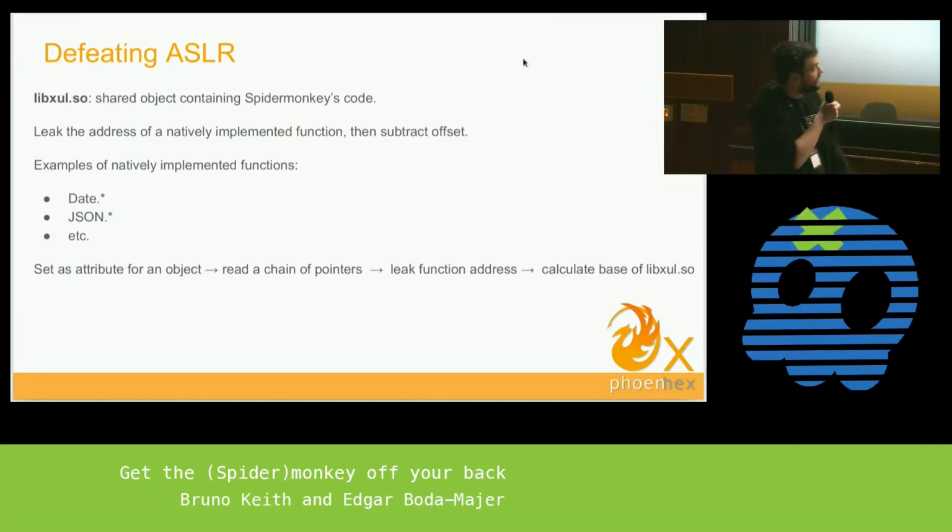Cool. So now we basically have an arbitrary read-write primitive, but we still have no addresses, right? So we can read and write from anywhere we want, but we don't know where we want to read and write from. So now what's left for us to do is defeat ASLR, and it's actually not that difficult now that we have an arbitrary read-write primitive.